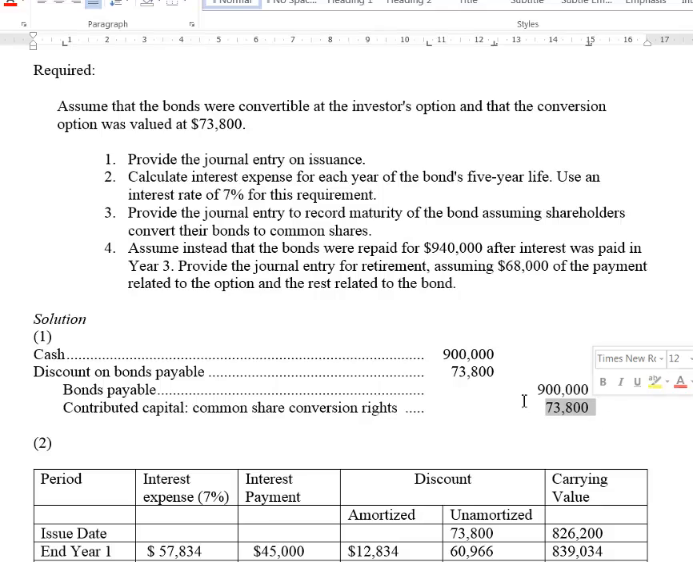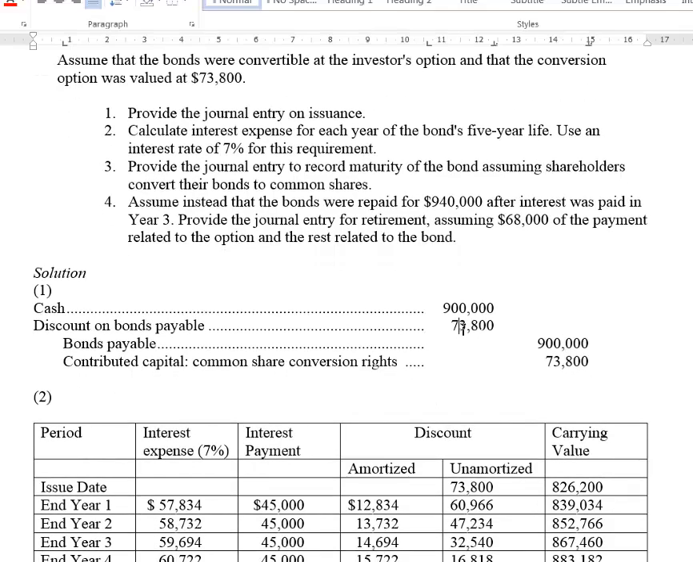So we know we have a discount bond, so the bond must be valued at its carrying value of $826,200, which is the difference between the face value and the discount. Why? Because if we paid $900,000 to get a bond, and that included the conversion price, we must have a discount bond, right? So in order to balance the entry, we're going to debit the discount for $73,800.